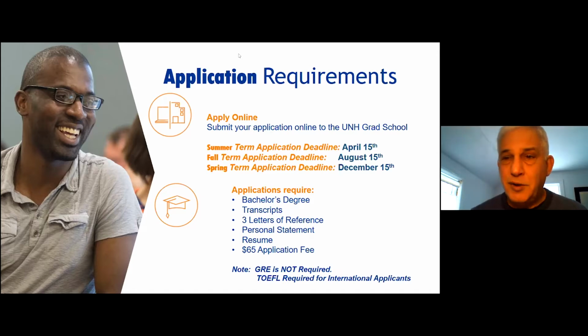The deadline for applications for the summer term is April 15th. We encourage people to start in the summer term. Most people start at the same time. That facilitates the cohort model where everybody starts at the same time and goes through the basic required courses together. The GRE is not required, and the TOEFL is required for international applicants unless their undergraduate degree was in English, in which case there's no need for the TOEFL exam.